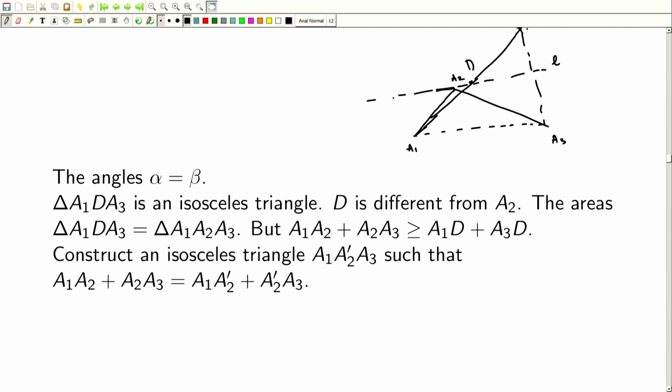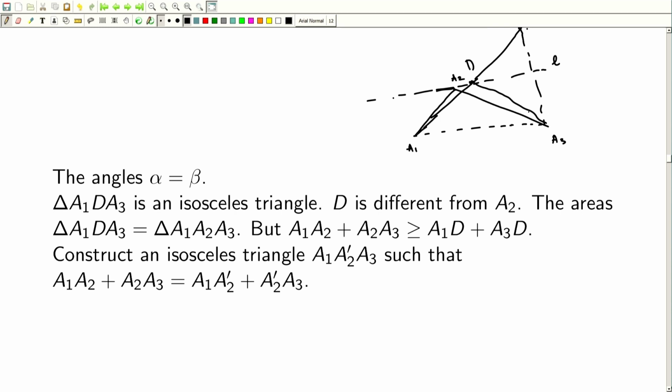The area of triangle A1 D A3 is equal to that of A1 A2 A3, because their height is the same and the lines are parallel. But A1 A2 plus A2 A3 is greater than or equal to A1 D plus A3 D.